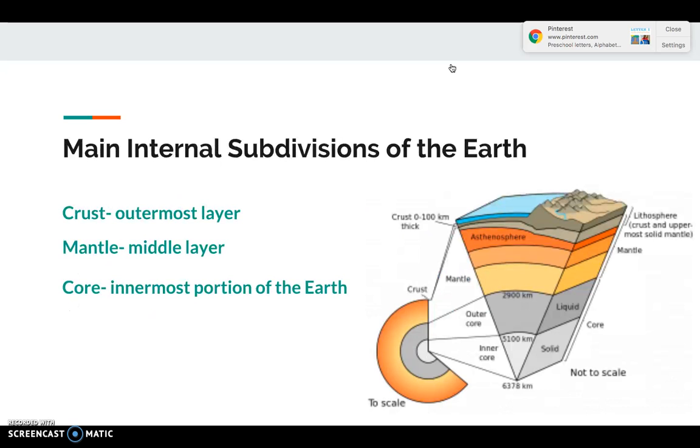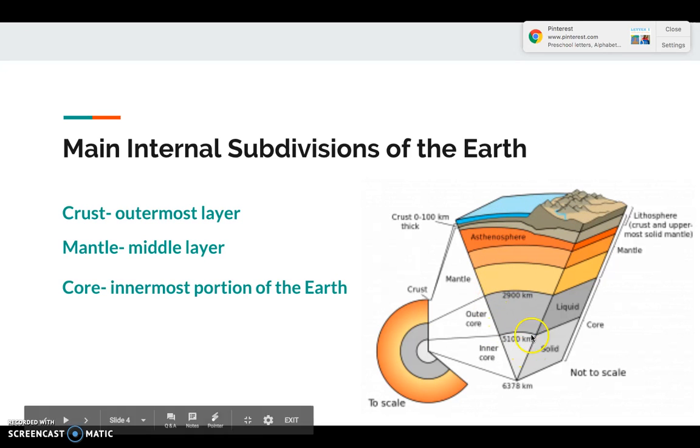So the Earth is divided into three main subdivisions. We have the crust, which is the outer layer. We have the mantle, which is the middle layer. And then we have the core, which is the innermost portion of the Earth.